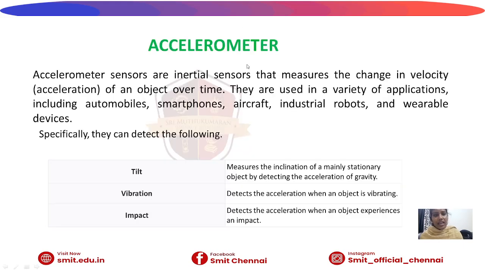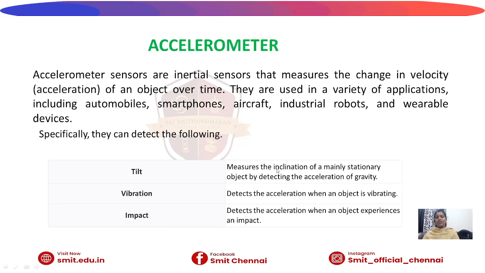The next topic is the accelerometer. Accelerometer sensors are inertial sensors that measure the changes in velocity and acceleration of an object over time. They measure vibration, impact, and tilt, and are used in our day-to-day life, for example in our mobile phones. They are used in a variety of applications: automobiles, smartphones, aircraft, industrial robots, and wearable devices like our smartwatch.